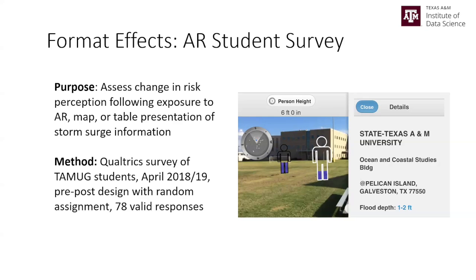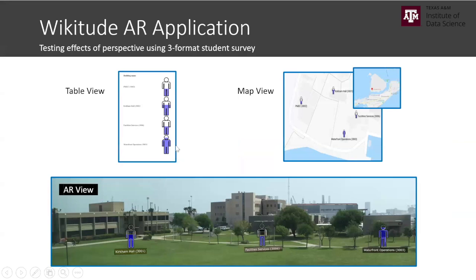It was a pre-post design measuring risk perceptions and preparedness intentions and a couple of other things before and after they saw the AR, map, or table presentation. And our respondents were randomly assigned to one of these 3 presentations. We had 78 students participate for extra credit. So thank you to the faculty who agreed to provide extra credit for students who took some time to complete the survey.